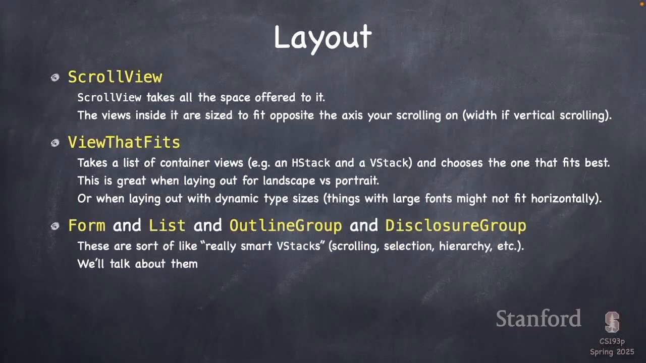Then there's the granddaddies of the containers here, form and list and outline group and disclosure group. Form and list are combinations of VStack and scroll view and divider and a whole bunch of view modifiers to be able to present things in a consistent way across applications. Form is for presenting things like settings. What do you have in settings?